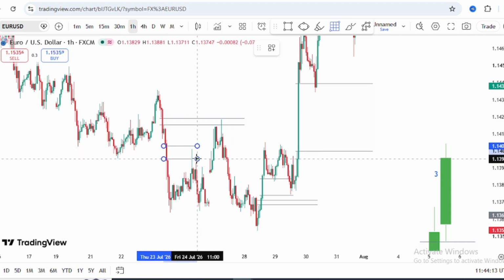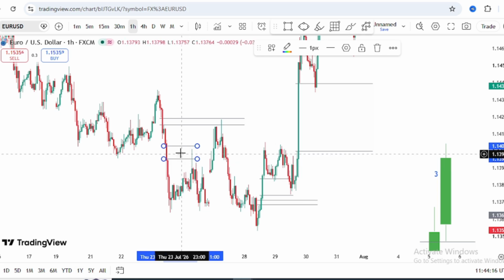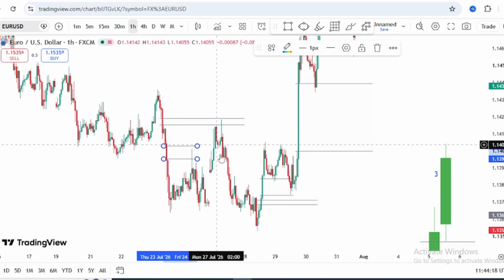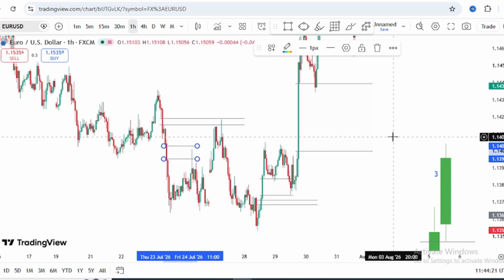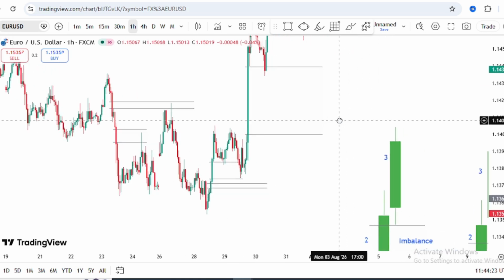After this, price came back to fill, but partially, it did not fill all of it. Later on, it came and filled everything. So this is how to mark fair value gap.